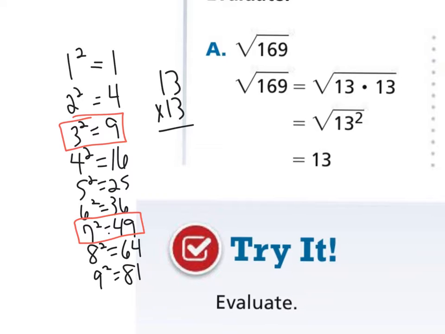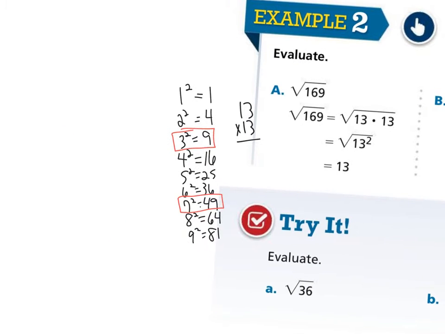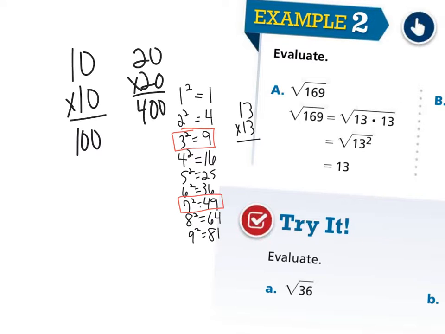Okay? To get a ballpark idea, also you can figure out what tens it's between. 10 times 10 is 100. 20 times 20 is 400. So 169 is in between those two. The only way this can work and this be a whole number answer is if it's either 13 or 17. Okay?